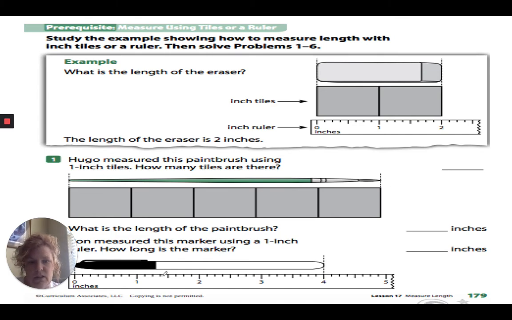So let's look at the one that you have. This is a pen, and they're using a standard unit, which is the ruler, and it says, what is the length of the paintbrush? And I believe it says Zion measured this marker using a 1-inch ruler. How long is the ruler? Now notice they started at 0, so we're okay because we started at 0. So that's just awesome that we started at 0. All right, and we go to 4. So here it would be 4 inches.